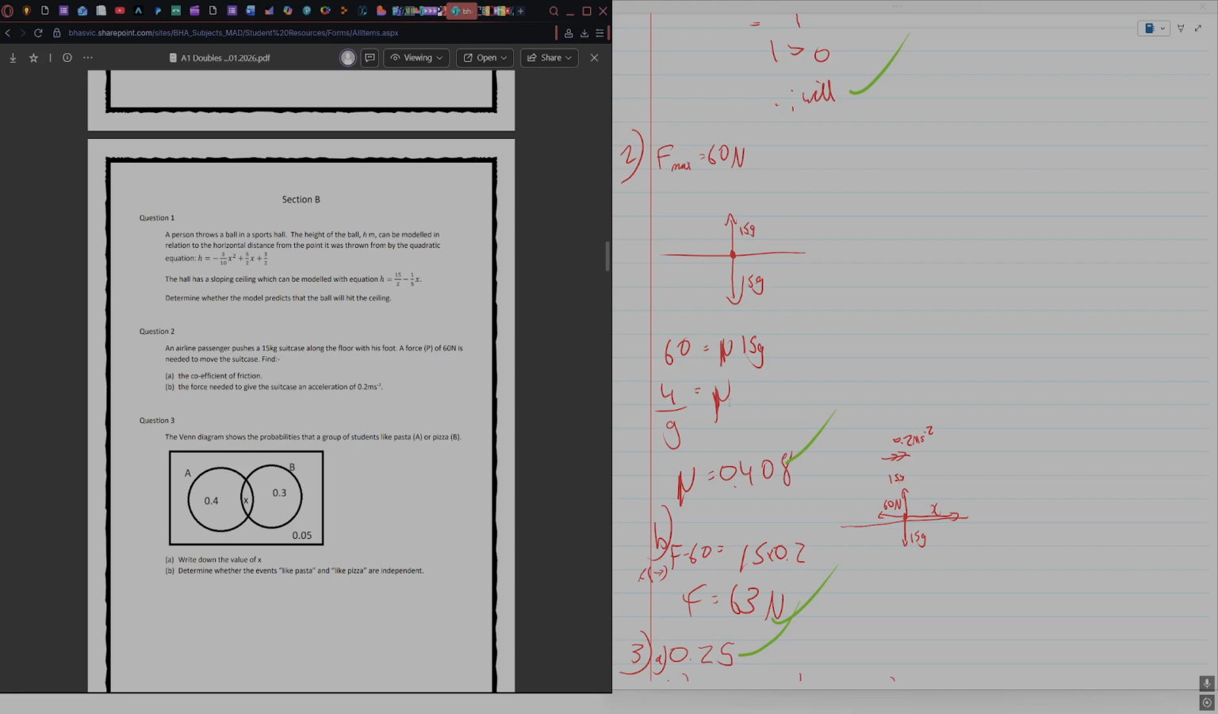Oh yeah, the max force is mu R. So F max is this, and we know that F max equals mu R. So we just get 60 equals mu times 15g, and then you can solve for mu.